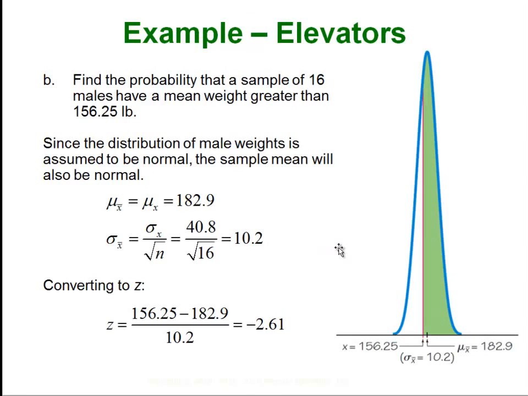Part B, find the probability that a sample of 16 males, that their average is over that. Well, now we're dealing with averages. We're dealing with a sample. So that means we're back to our idea of a sampling distribution.